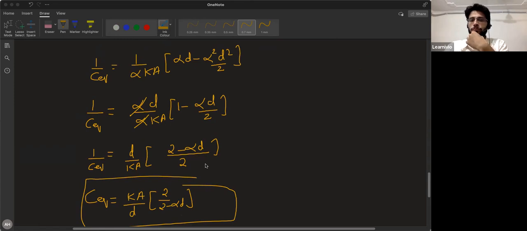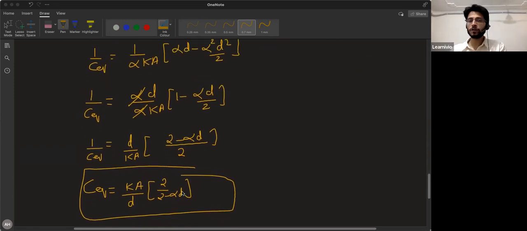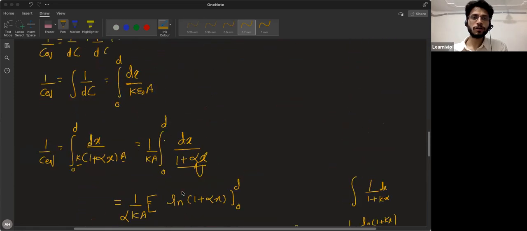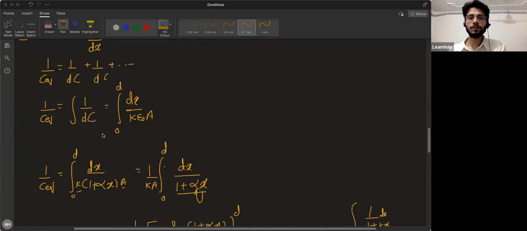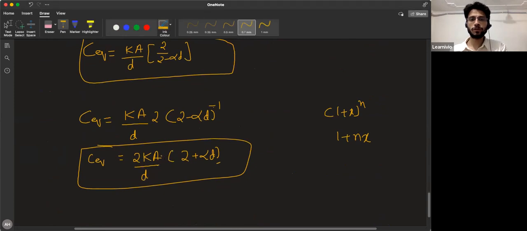Sir, is this the final answer? Yeah, this is the final answer. But all the terms in the options have epsilon naught. We don't have epsilon naught. I missed epsilon naught. This was epsilon naught A by d, right? I missed epsilon naught, so this will have epsilon naught in the numerator. It was there, I just missed that term.